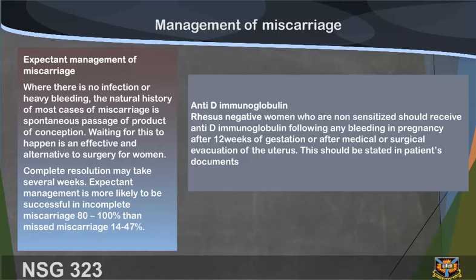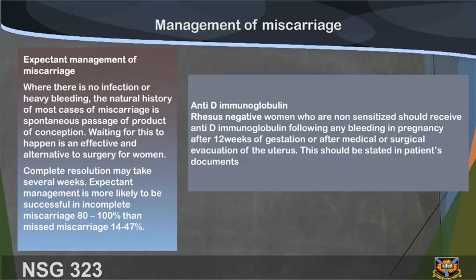Expectant management of miscarriage. When there is no infection or heavy bleeding, the natural history of most cases of miscarriage is spontaneous passage of products of conception. Waiting for this to happen is an effective alternative to surgery for women. Complete resolution may take several weeks. Expectant management is more likely to be successful in incomplete miscarriage, 80 to 100%, than missed miscarriage, 14 to 47%.